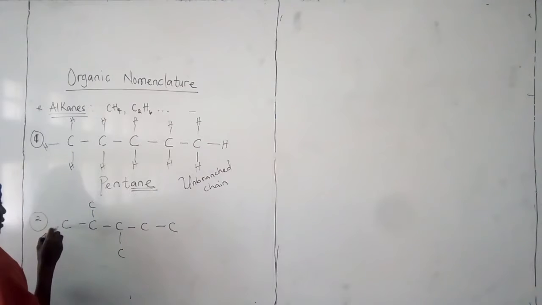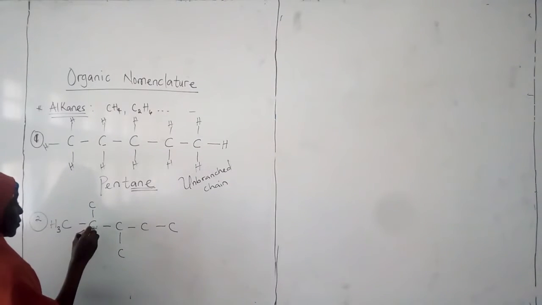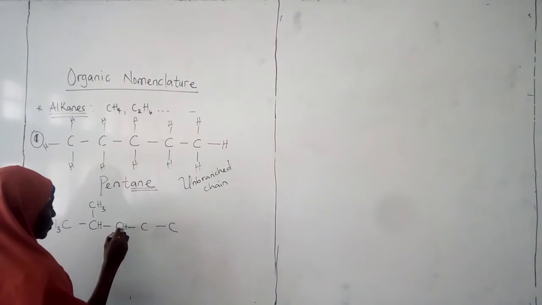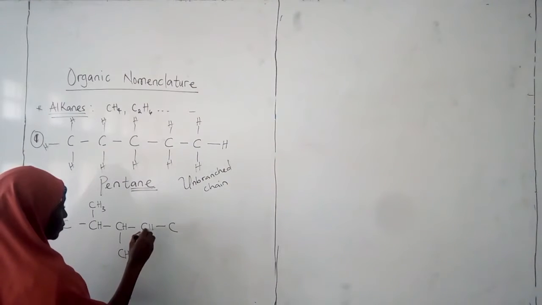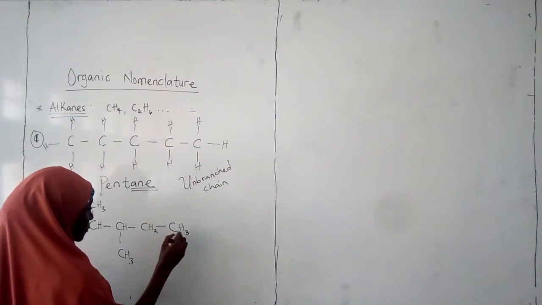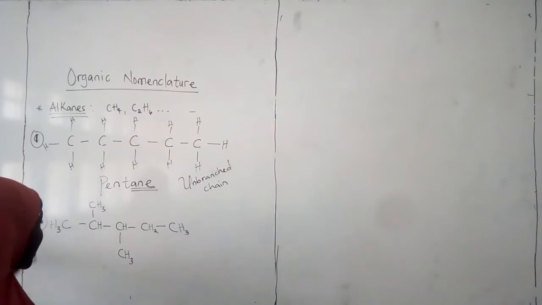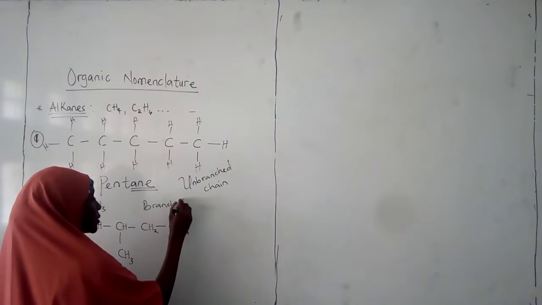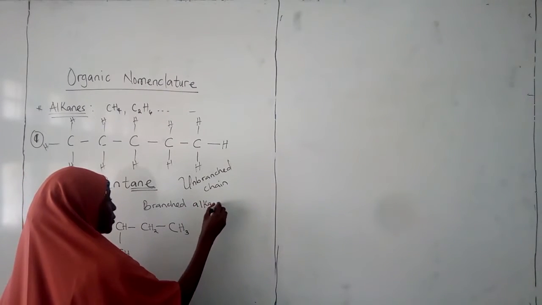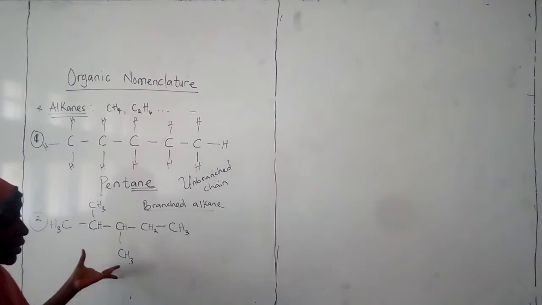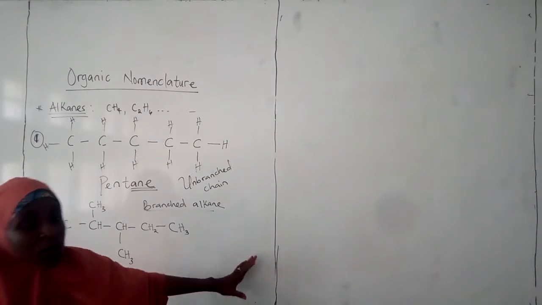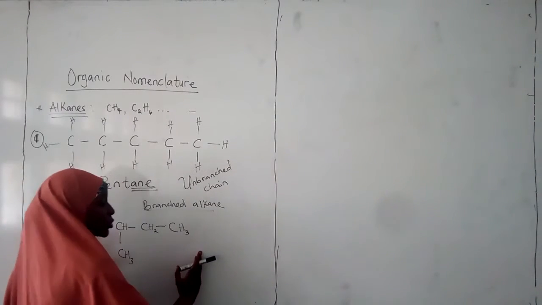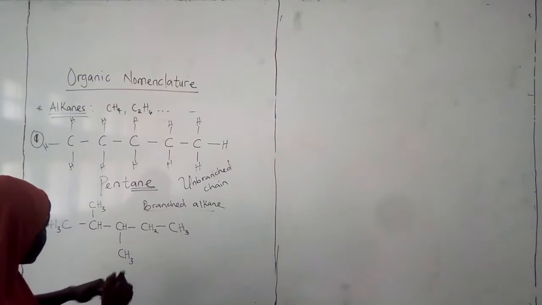you can have something like this. Now, when you have a branched alkane like this, the first thing we are going to do is count to find our longest chain. The longest chain is going to be our parent chain. Now, let's start counting.